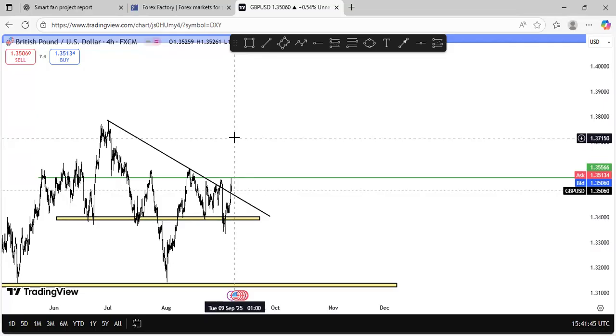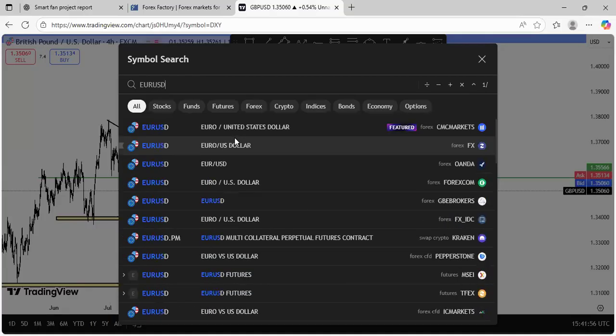Notwithstanding, you've got your strategy. I just did the analysis for you, so you have execution. We're looking for buys on GBPUSD. Head over to the Euro USD.